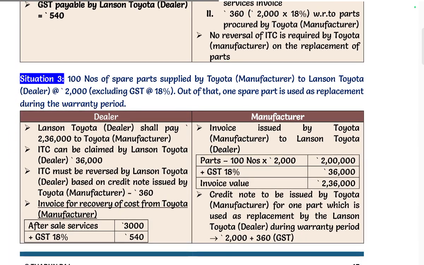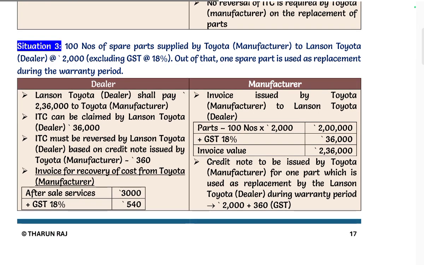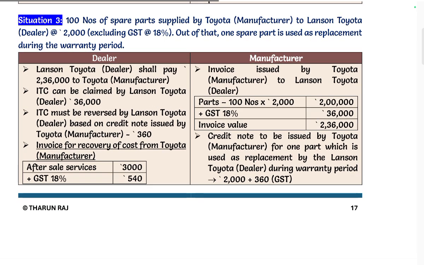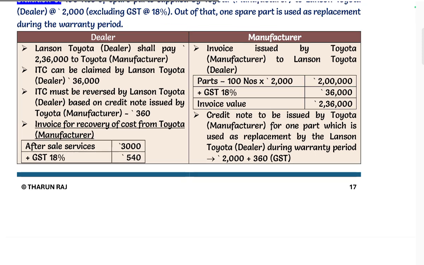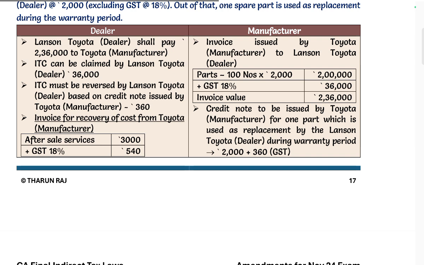100 spare parts are supplied by the Toyota manufacturer to the Lanson Toyota dealer at 2,000 each, out of which one spare part is used for replacement during the warranty period. The Lanson Toyota dealer shall pay 2,36,000 to the Toyota manufacturer. The dealer can claim ITC of 36,000, but ITC of 360 has to be reversed by Lanson based on the credit note issued by Toyota.